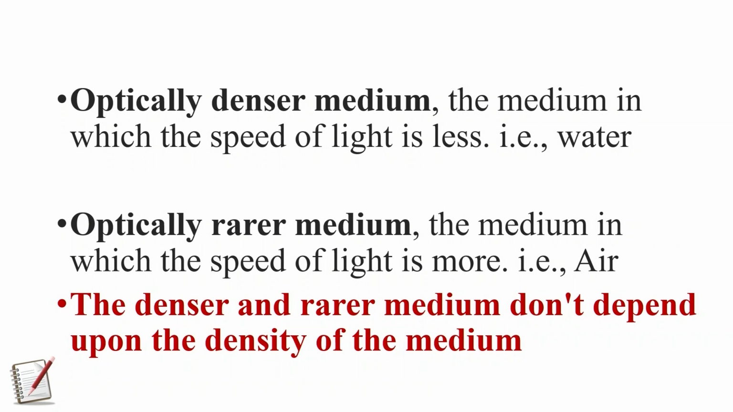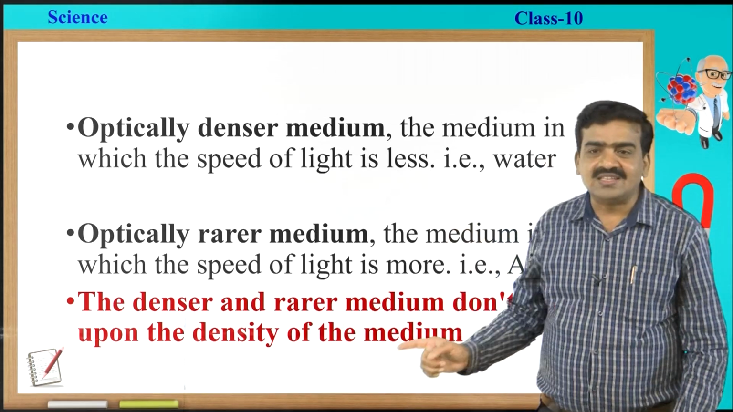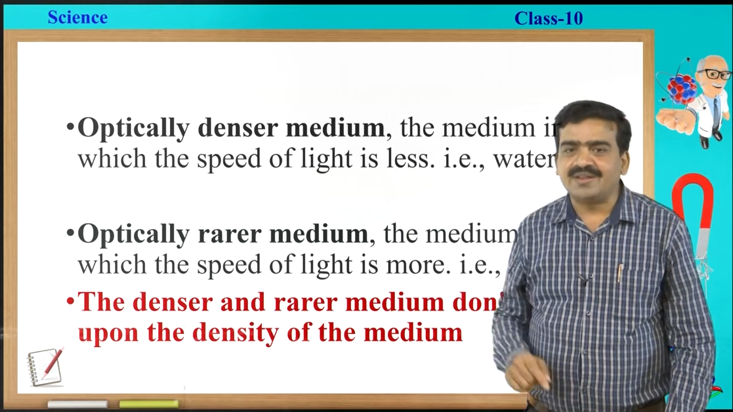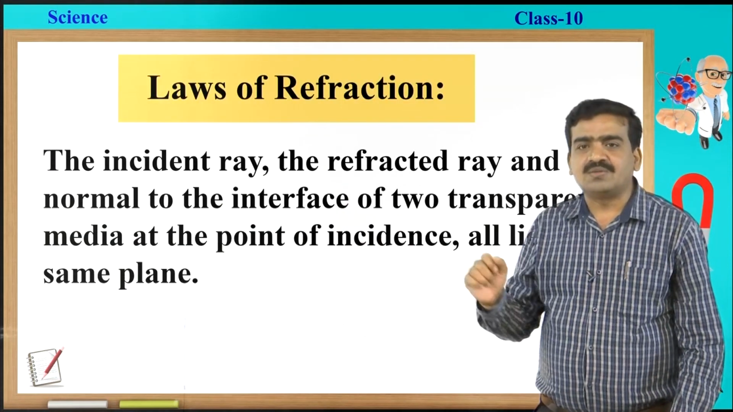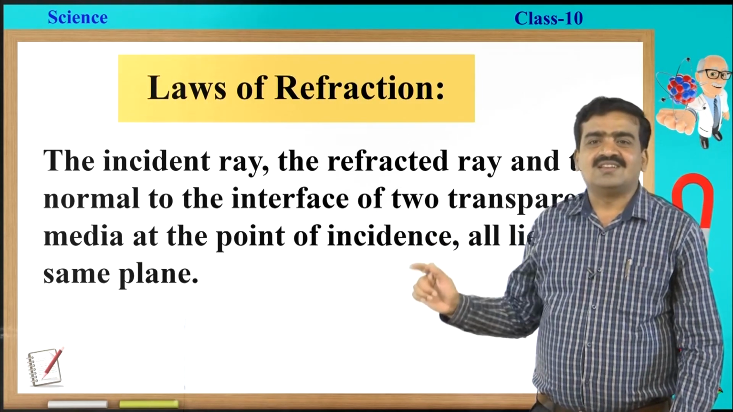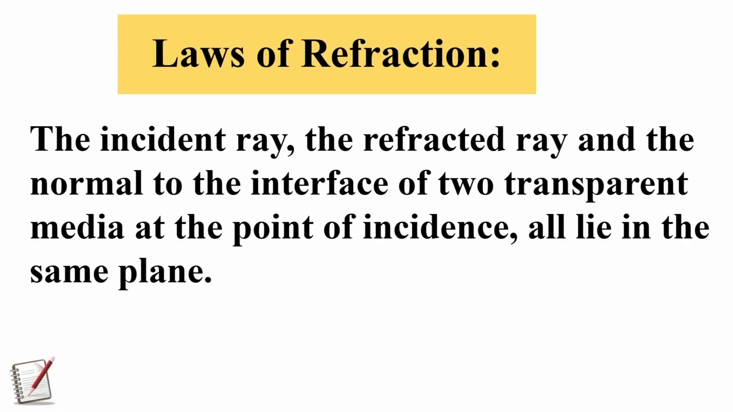And you should remember this thing: the denser and rarer medium do not depend upon the density of the medium, it depends upon the velocity of light in the medium. And also you have learnt about laws of refraction. The first law of refraction says that the incident ray, the refracted ray and the normal to the interface of two transparent media at the point of incidence all lie in the same plane.